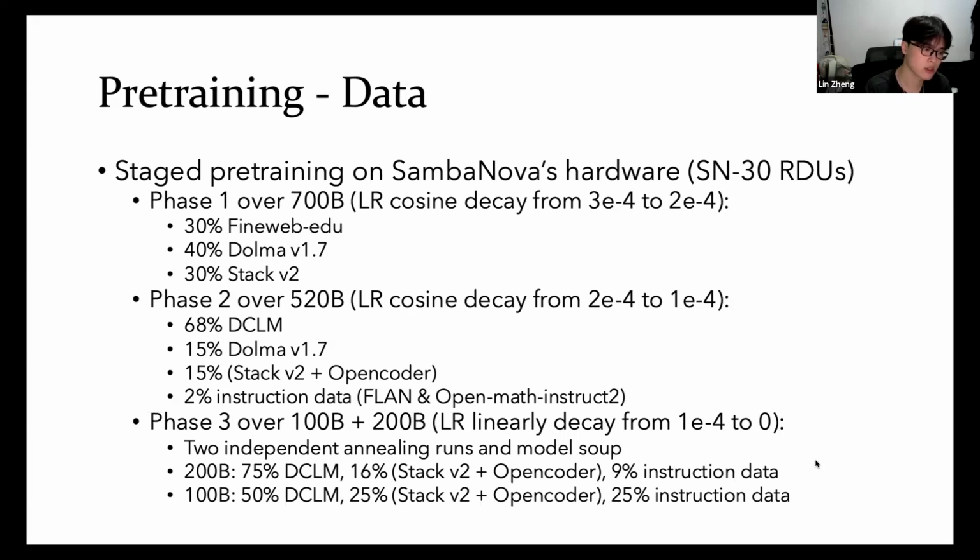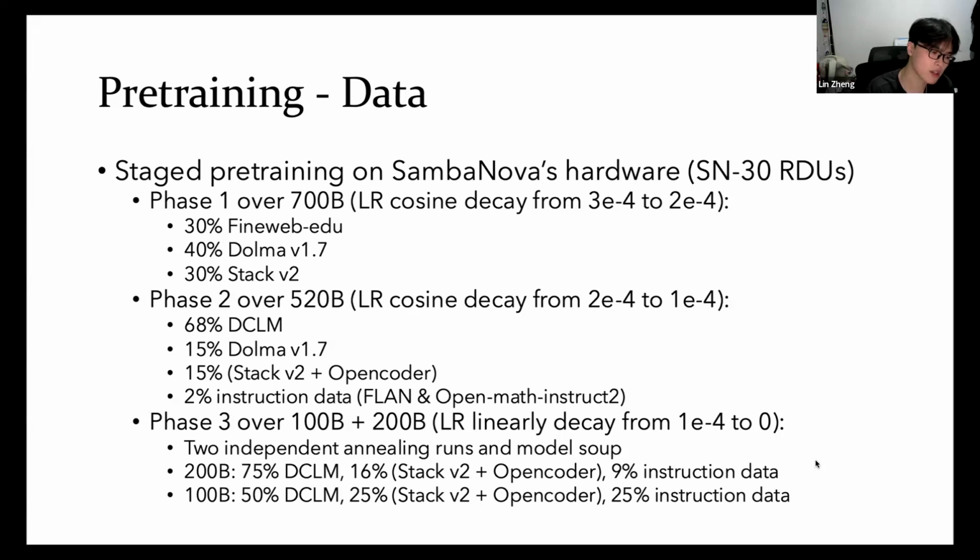In this phase, we mostly use FineWeb-Edu, DoMA, and StarCoder V2 for the coding corpus. For phase 2, the most critical change is we swapped out the data mixture from FineWeb-Edu and swapped in data from DCLM, because we found it yields much better performance. We also added a tiny portion of instruction data for us to better monitor how the models performed on downstream tasks.